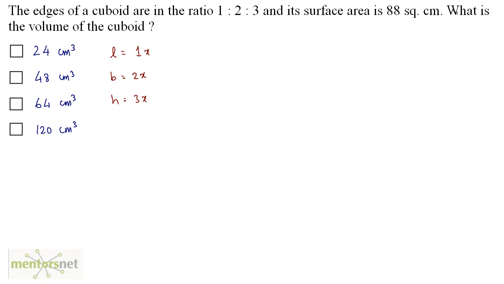Now we have been given the surface area. From the surface area we can find out the value of x and thereafter the values of L, B and H. Let us write the formula for surface area of a cuboid. So we have twice of L times B. L times B is 1x times 2x, that is 2x square. Plus we have B times H, that is 2x times 3x, that is 6x square. Plus HL, that is 3x times 1x, that's 3x square, right?